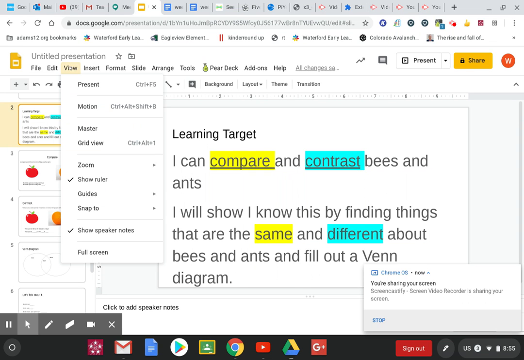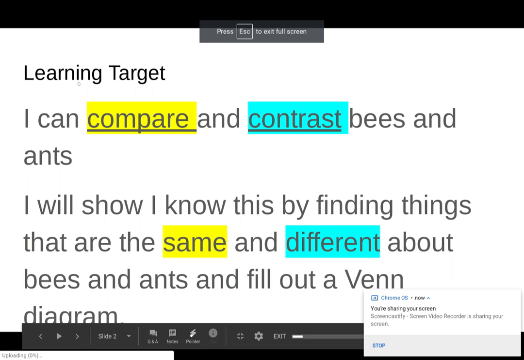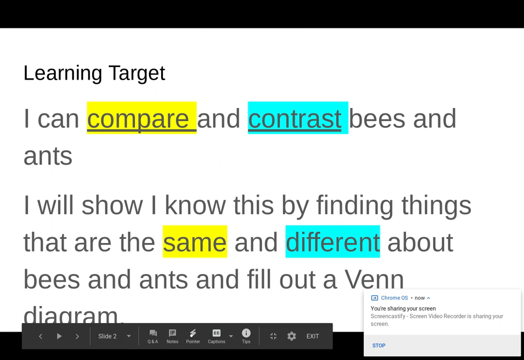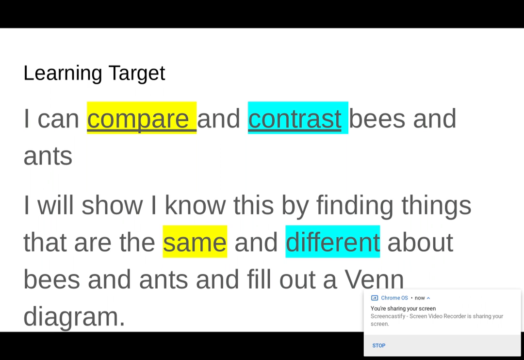Okay, so for one of your activities this week, you are going to be comparing and contrasting bees and ants. I will know you can do this when you can find things that are the same and things that are different about bees and ants using a Venn diagram. So we've done quite a bit of comparing and contrasting this year, and we have used the Venn diagram. But let's review what it means to compare and contrast and talk a little bit about the Venn diagram.